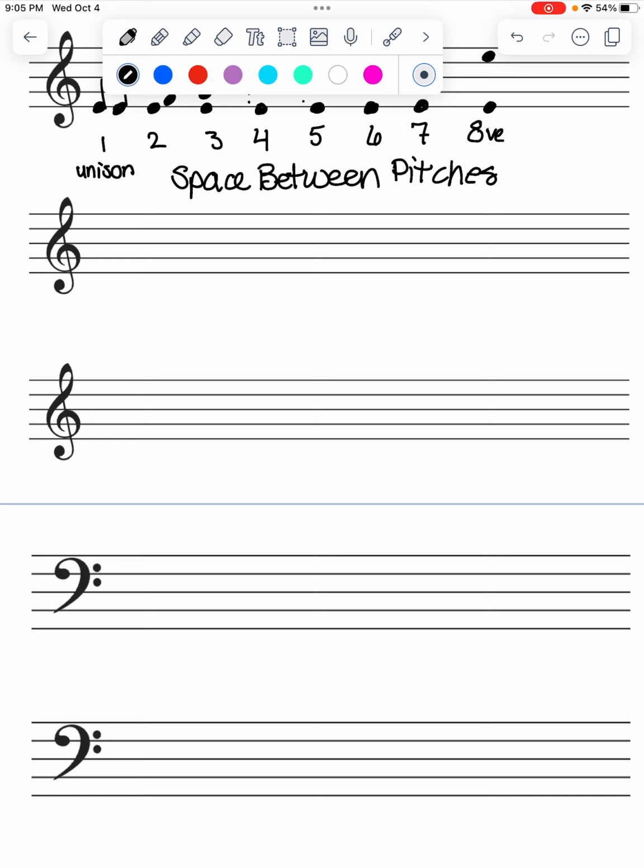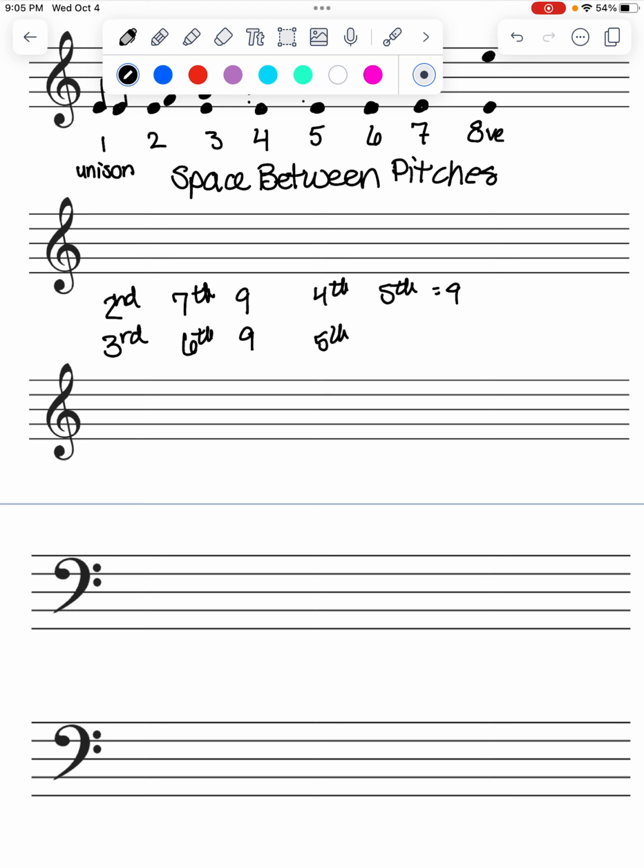When we have a second, in order to make 9, when we invert a second, we're going to have a seventh because that equals 9. When we invert a third, we are going to get a sixth. When we invert a fourth, we're going to get a fifth.